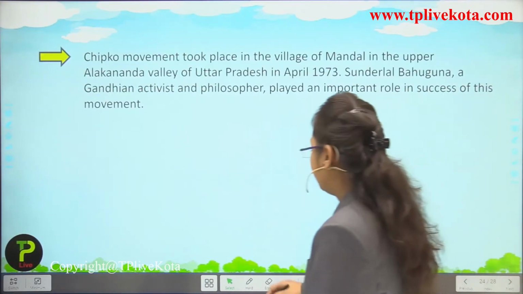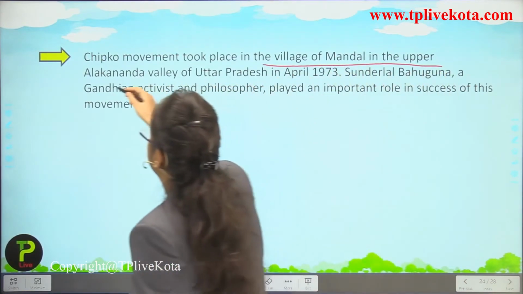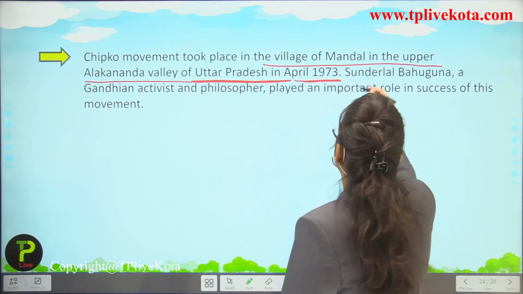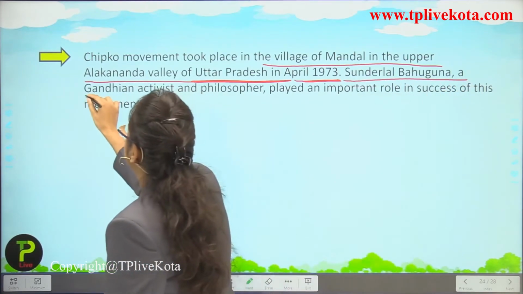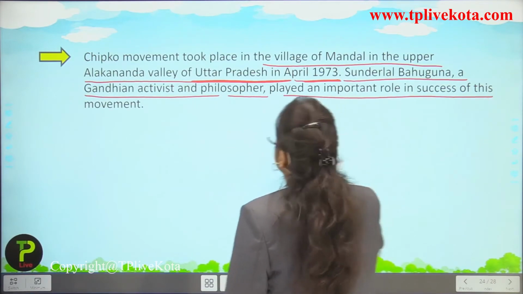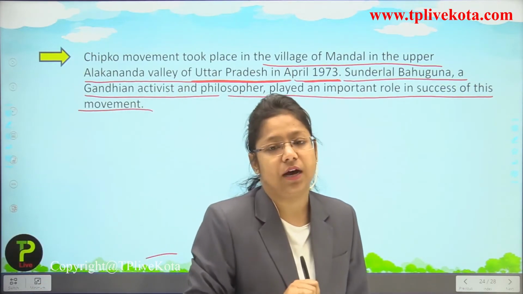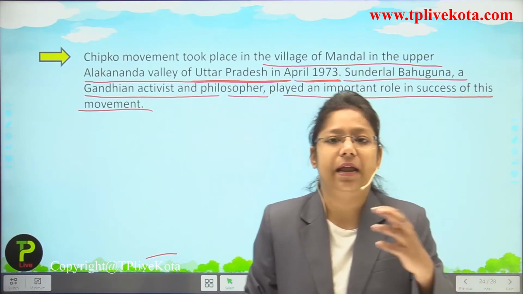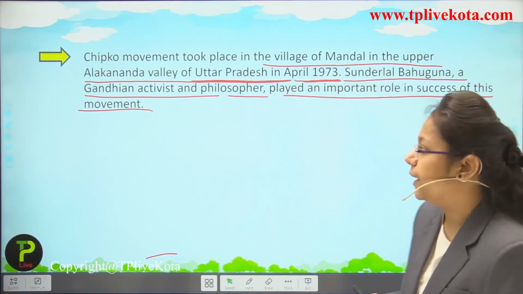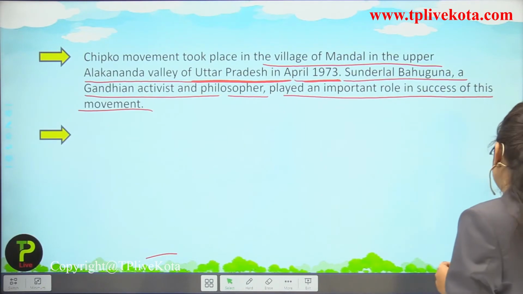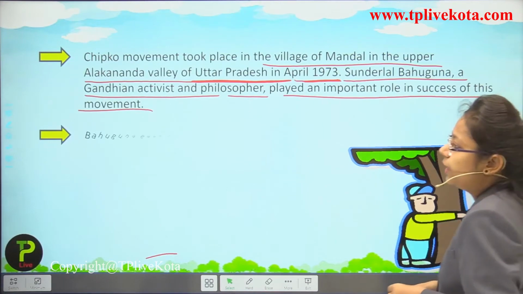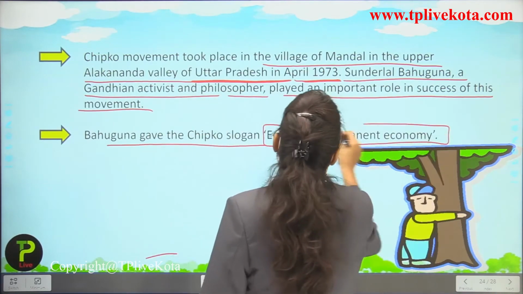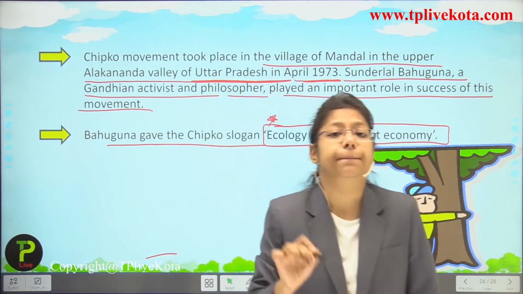Then this movement spread to many parts of India. The Chipko movement took place in the village of Mandal in the upper Alaknanda valley of Uttar Pradesh also in April 1973. Here, Sundar Lal Bahuguna, a Gandhian activist and philosopher, played an important role in the success of this movement. So as I told you, this movement was held in many parts of India. First it started in Uttarakhand, then in Uttar Pradesh, then in Rajasthan in the Khejri village. Now Bahuguna gave the Chipko slogan: ecology is permanent economy. Very important. Ecology is permanent economy.